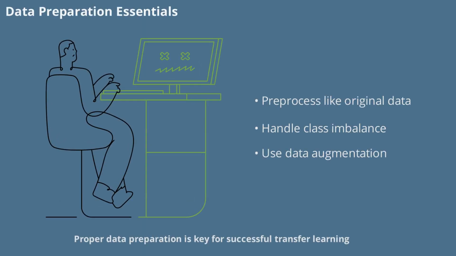Proper data preparation is key for successful transfer learning. Pre-process your data in the same way as the original training data. Handle class imbalance in your target task, and ensure appropriate train validation splits. For small datasets, data augmentation techniques can help increase diversity and improve model performance. Careful data preparation helps your model adapt smoothly to the new task.